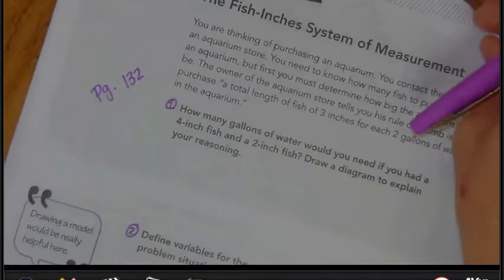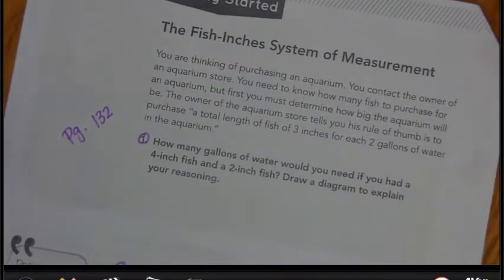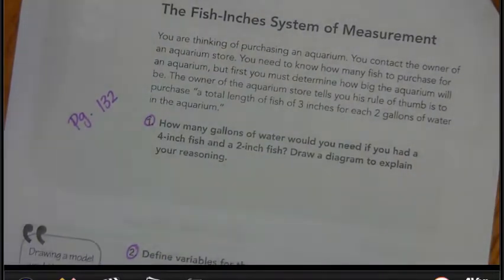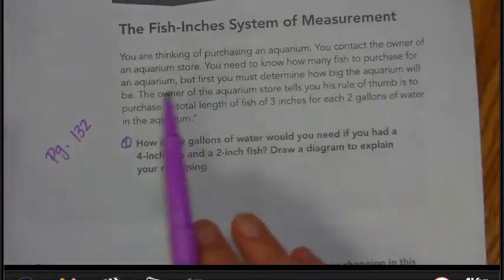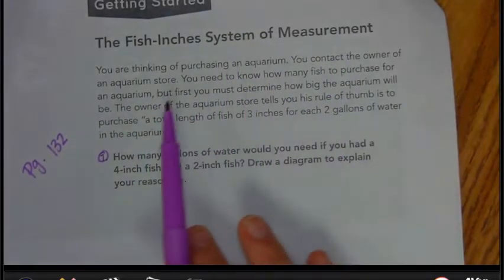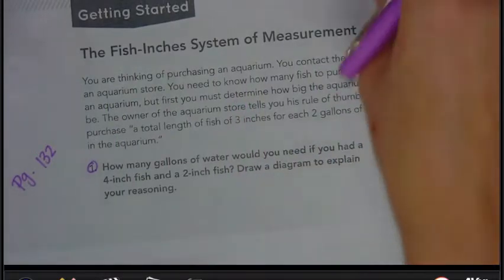Okay, if you would please, let's find your textbooks and we're going to turn to page 132. We're going to take a look at some fishies. All right, the fish system of measurements. So you're thinking of purchasing an aquarium.